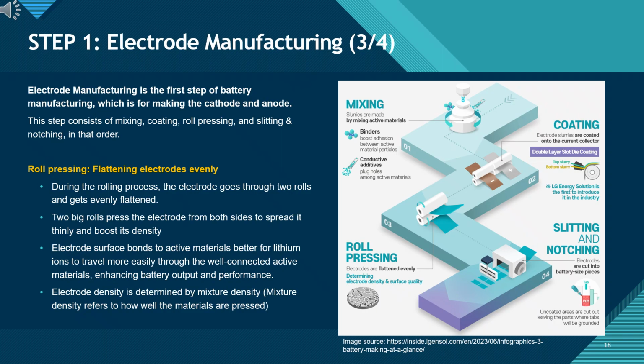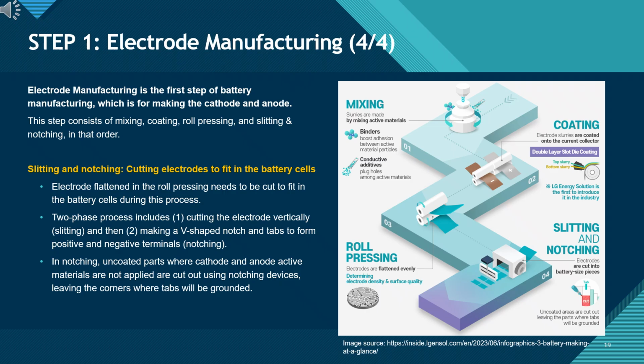A well-calendared electrode provides smoother pathways for lithium ions and electrons to move, so internal resistance is lower, and battery power and energy output improve. The target density is carefully controlled because it determines how well the materials are pressed and directly influences cycle life, rate capability, and safety.